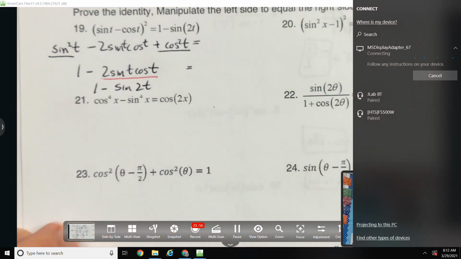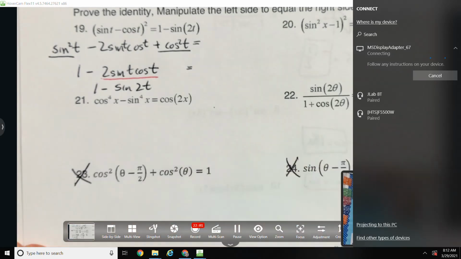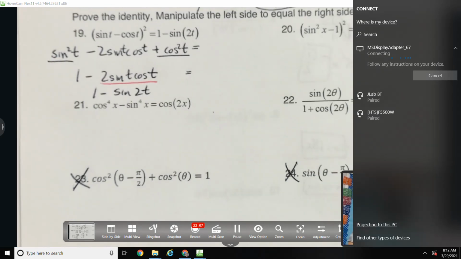Omit 23 and 24. Omit 23 and 24. We haven't used those yet, so you can throw those out. Alright, well, this is going to be interesting the rest of the day, but at least I got the video recorded.